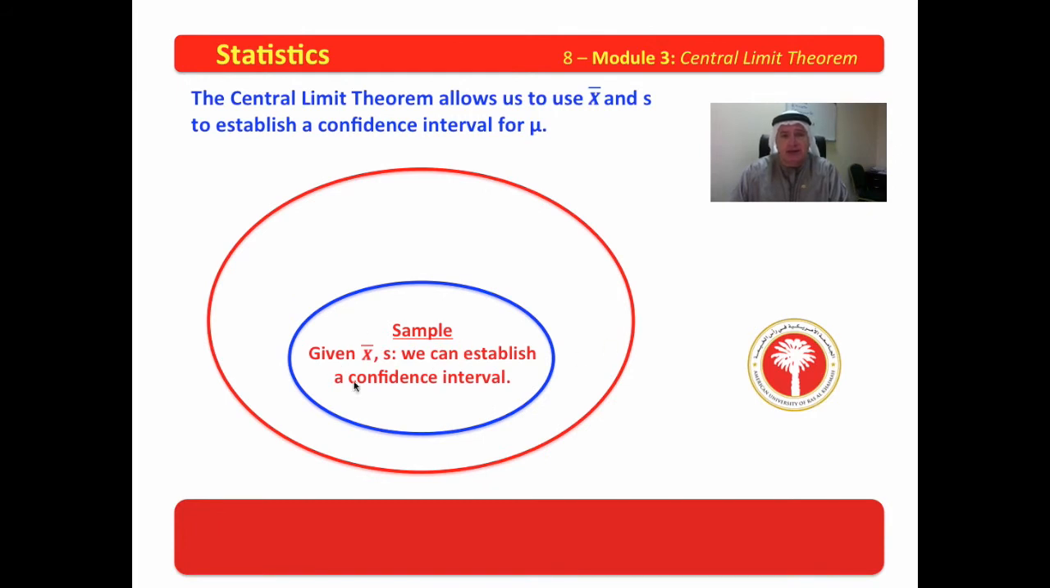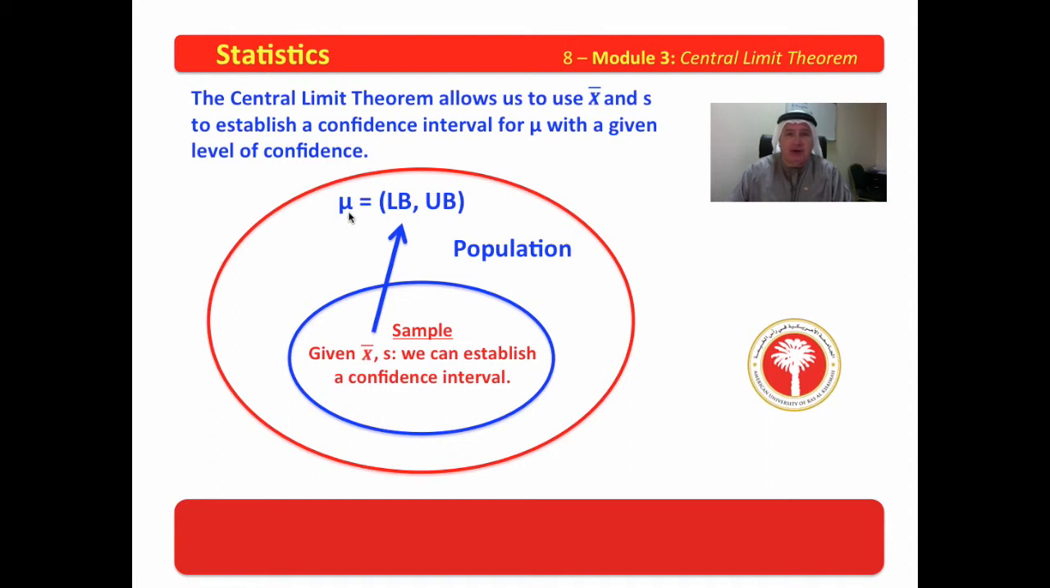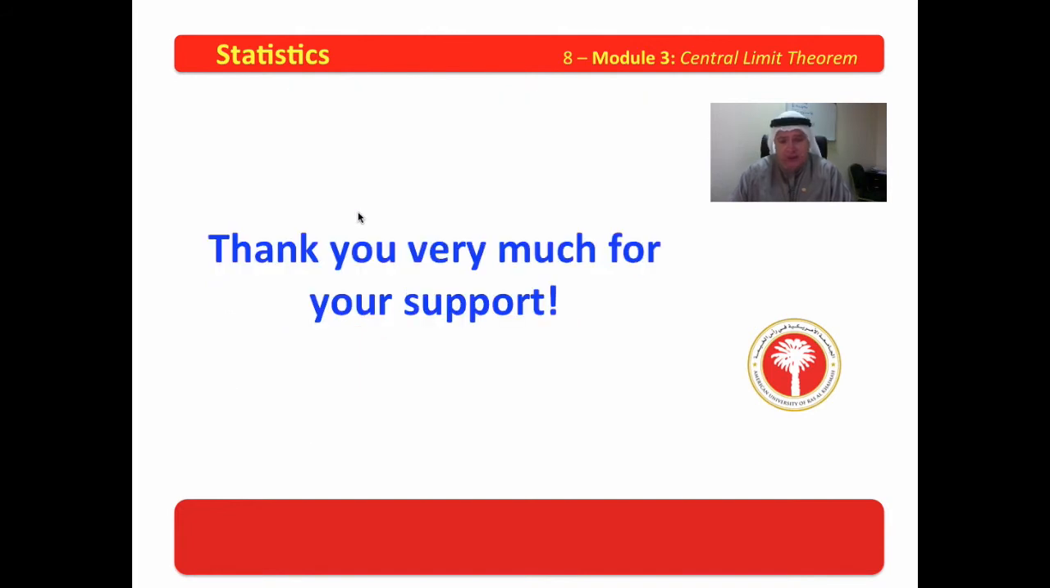Now let's take a given sample. Given x bar and s, we can establish a confidence interval for mu, the population mean. And that mu would have a lower bound and an upper bound. In other words, we might be 95% certain that mu lies between the lower bound and the upper bound. We might be 90% confident. We might be 99% confident. All that matters is that we establish the boundaries, set the confidence levels, and use our z-scores appropriately.